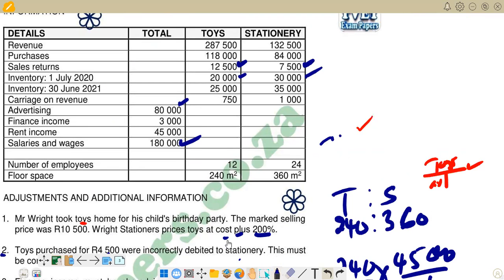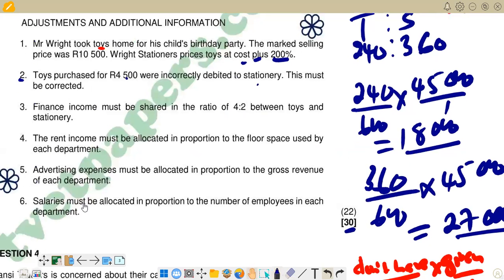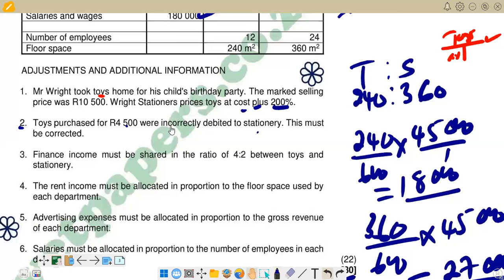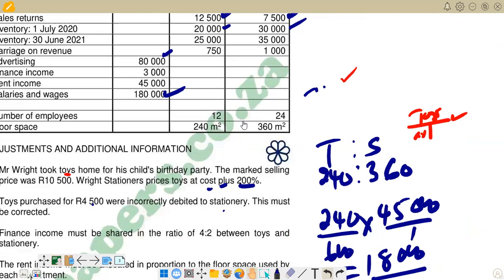Then we can see what apportionment criteria is being used. On item 6, salaries must be allocated in proportion to the number of employees in each department. So if you come here, you would see that the number of employees that we have is 12 for toys and 24 for stationery. Remember, the first column is for toys, and the second column is for stationery. So we go for 12 and 24, and the total amount is 180,000.